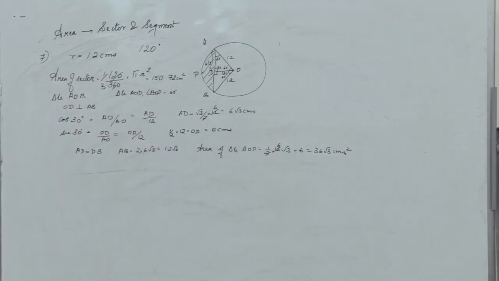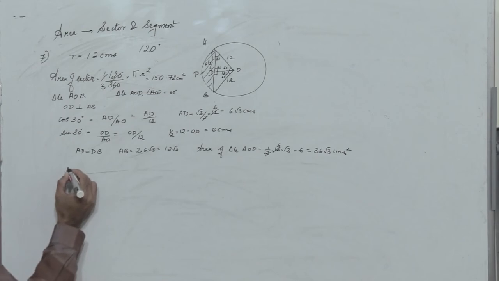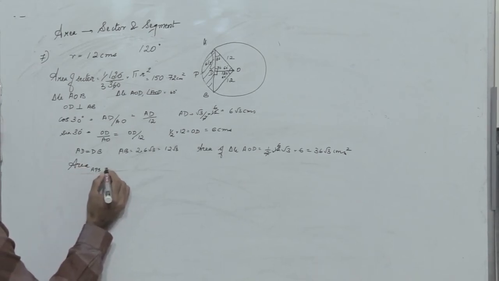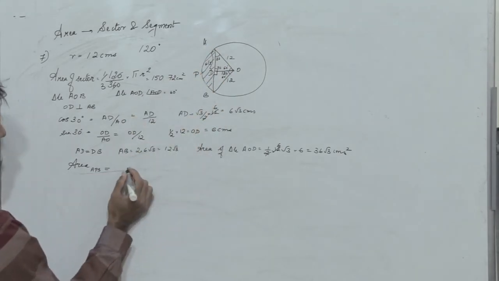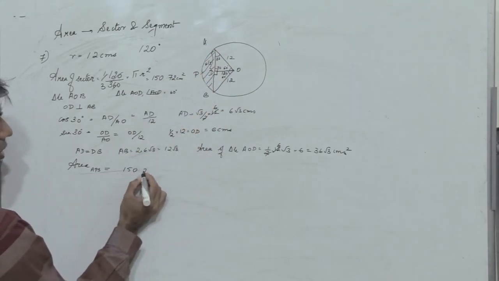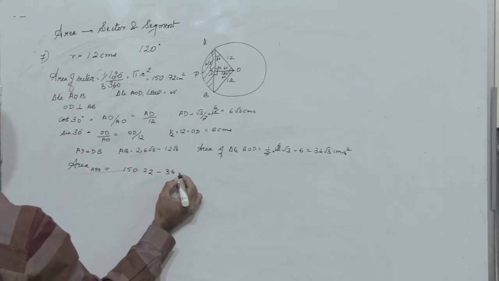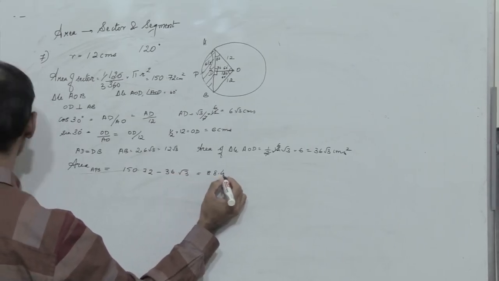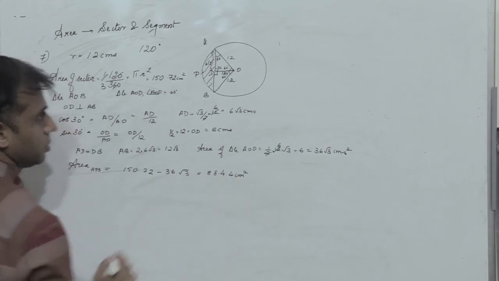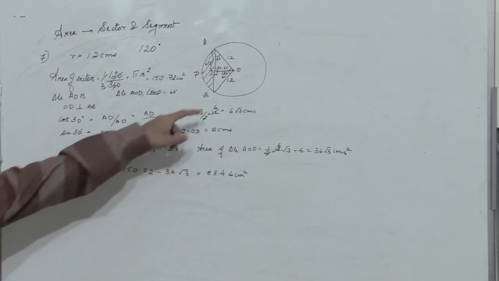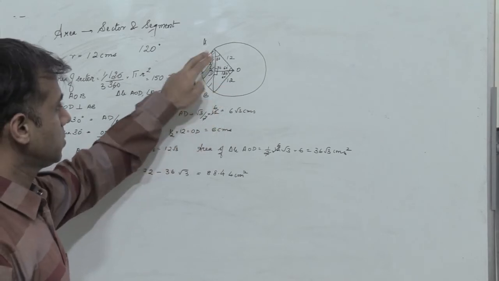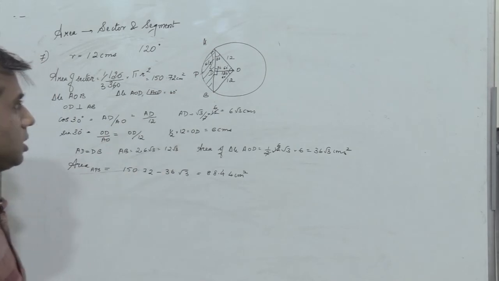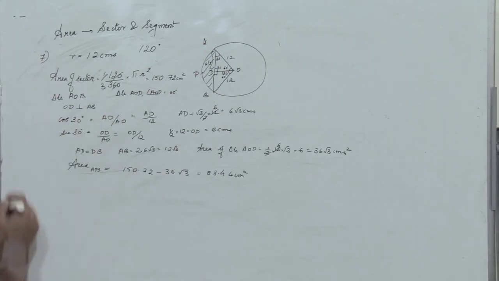So we need to find the area of APB. So therefore, area of the segment APB is the entire area of the sector, which is 150.72 minus 36 root 3, which gives us 88.44 centimeters square. Okay, so we need to find the area of this triangle, and then we need to subtract the area of this triangle OAB from the area of the sector to get the area of the segment AB.